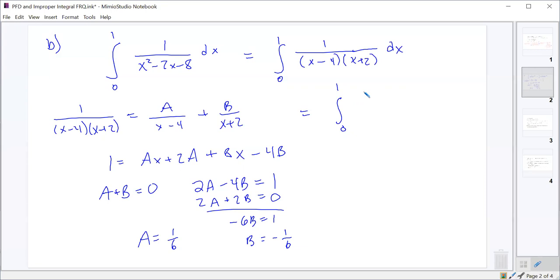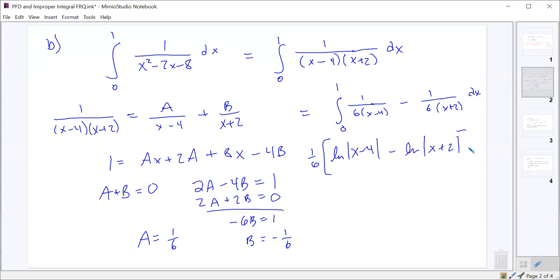Hopefully so. So a is 1/6, so we got 1/6 of dx over x minus 4, and then we got minus 1/6 of dx over x plus 2 down here, and now we just integrate. We can pull the 1/6 out if we want. We got 1/6 natural log absolute value x minus 4 minus natural log absolute value x plus 2. And we're going to go from 0 to 1, and we'll just evaluate.